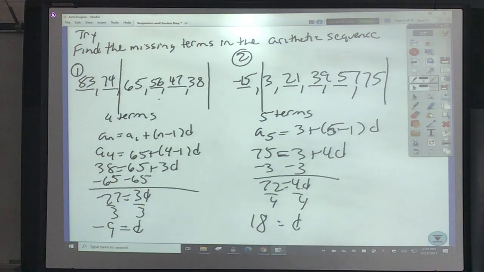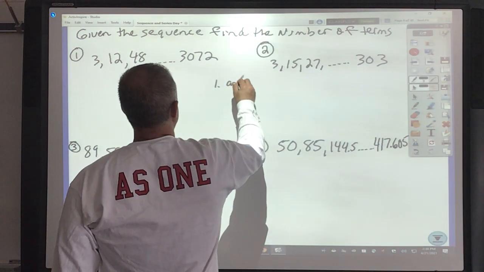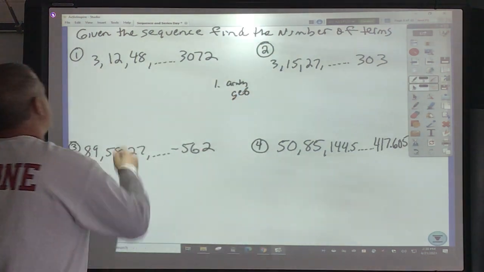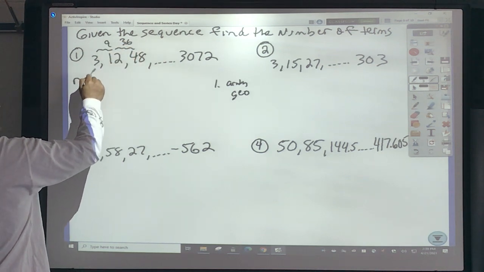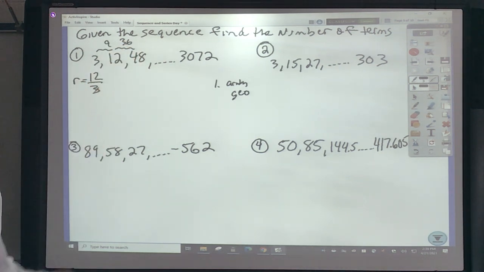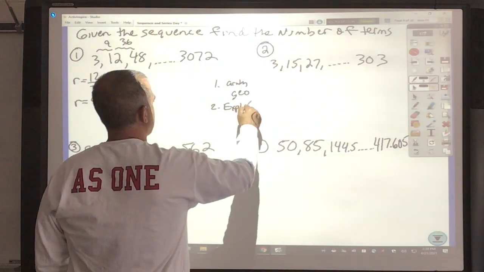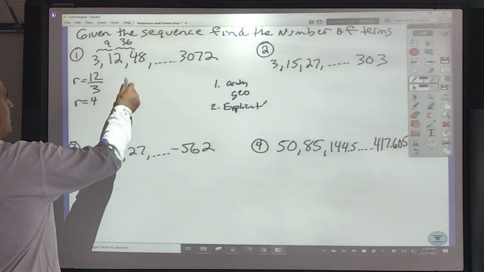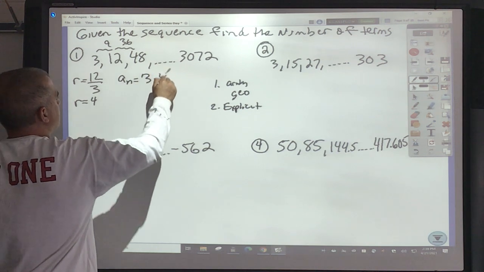Okay? All right. Now, let's go to the last thing. It says, given the sequence, find the number of terms. Once again, the big thing you've got to figure out first is whether it's arithmetic or geometric. Here, that's 9, that's 36. So I've got to do geometric. R is 12 divided by 3, so my R is going to be 4. Now, once I do that, I'm going to make the explicit formula. So what I've got here is A_n equals 3 times 4 to the n minus 1.